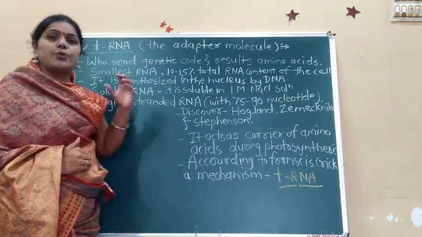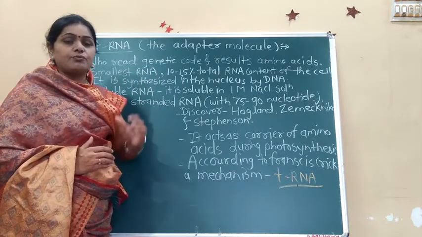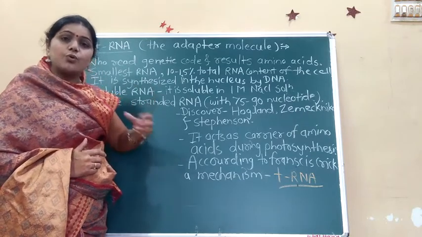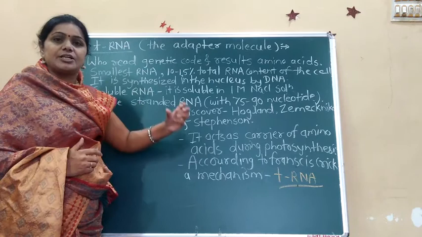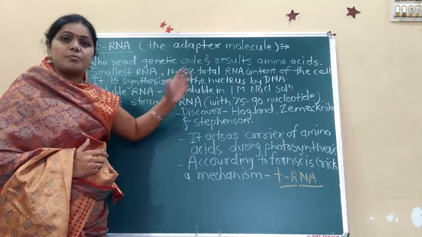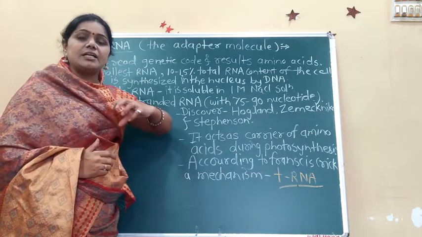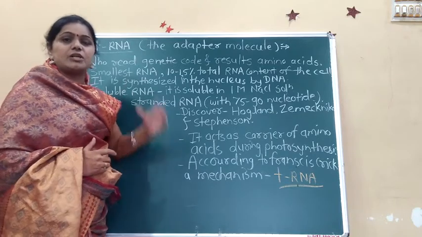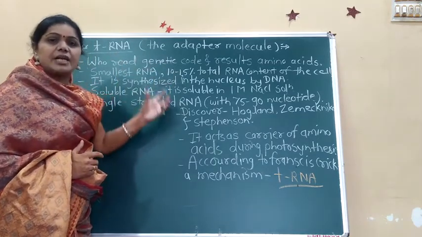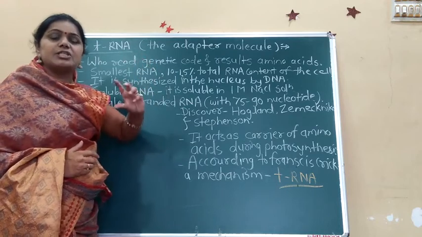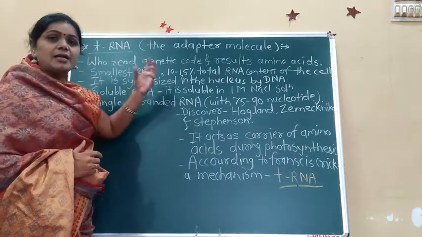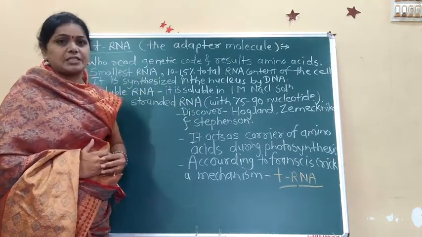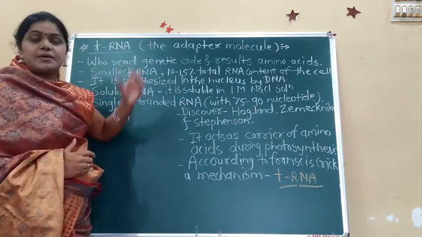The question is, who reads the genetic code? We know very well that the genetic code is the codon, and who reads that codon, and the result is the arrangement of the linked amino acids? The answer to that question is tRNA. tRNA reads the codon and arranges the specific amino acid.